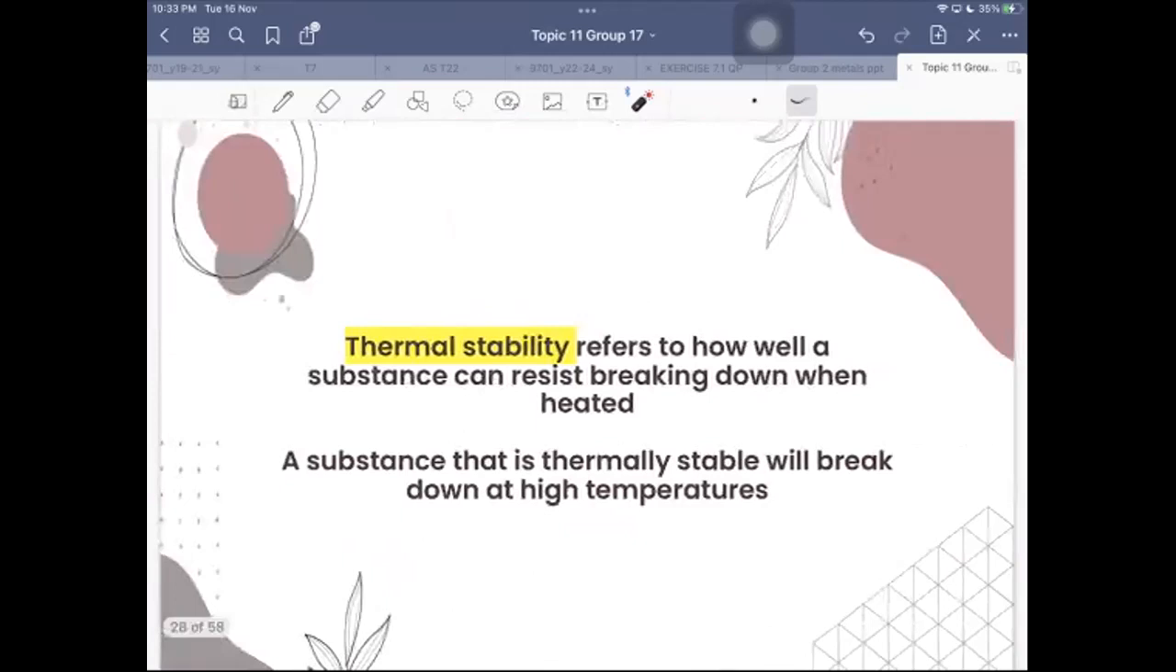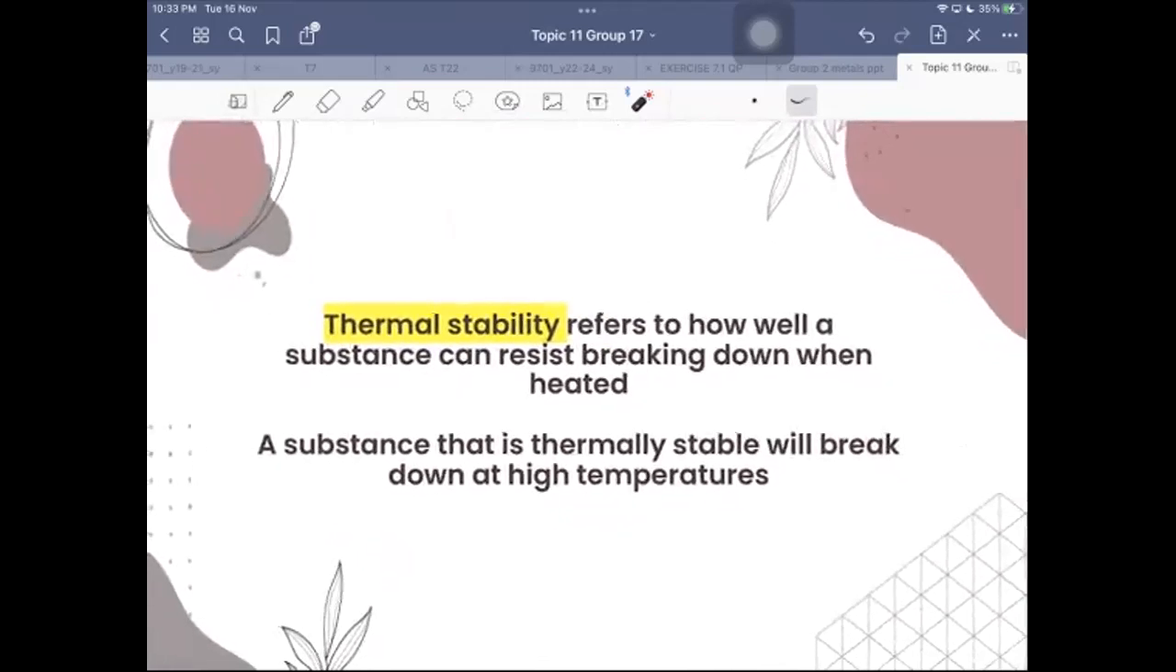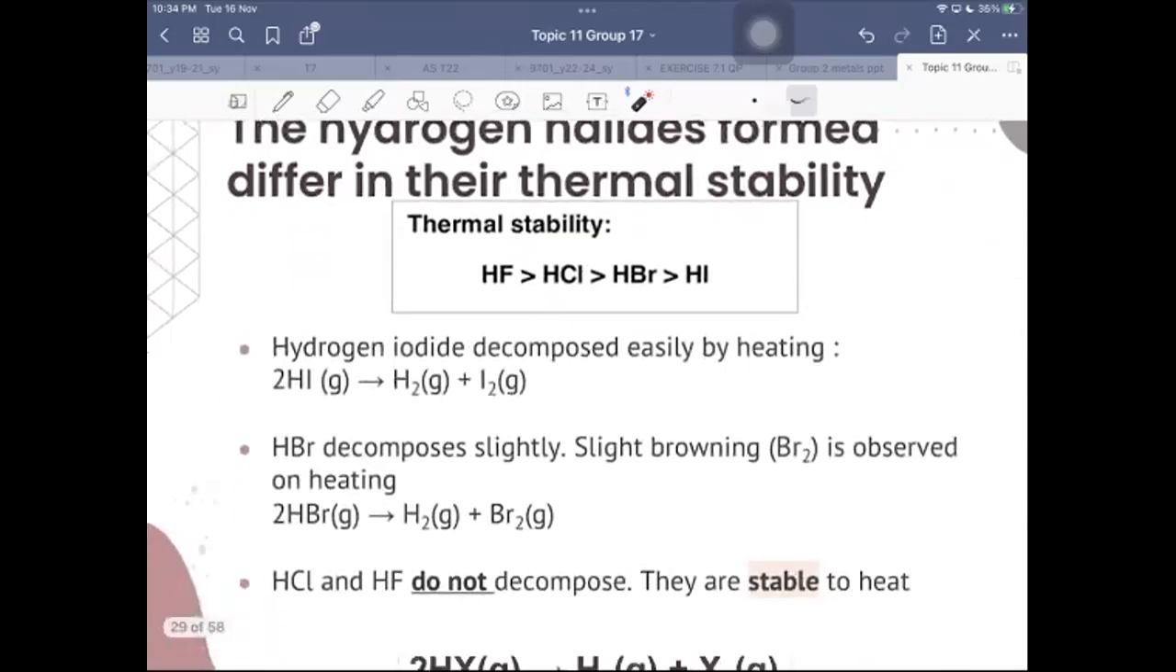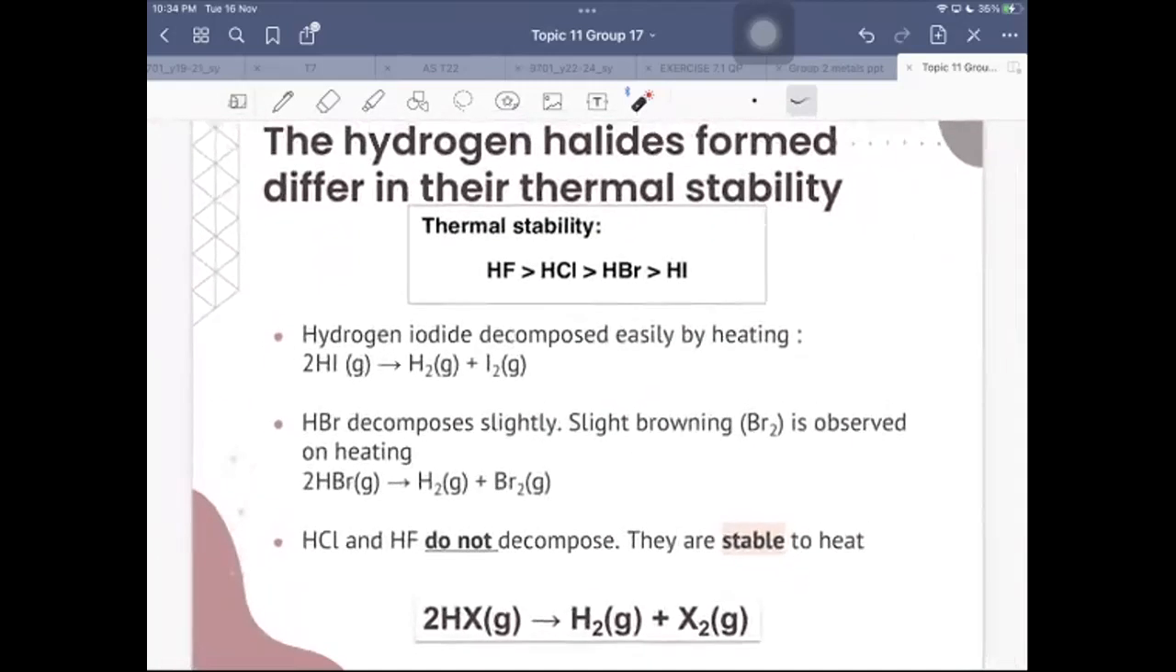Okay, so thermal stability refers to how well a substance can resist breaking down when heated. A substance that is thermally stable will only break down at high temperatures. That means if you need a lot of energy to break down the molecule, that means this molecule is stable to heat. Okay, we say it's thermally stable. All right, so what happens? What's the trend?